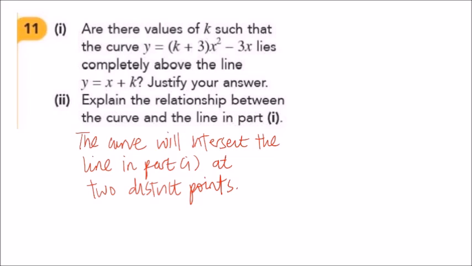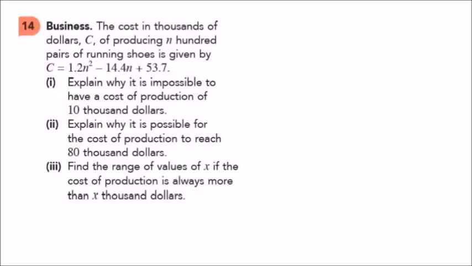Right, let's come to the last part of your homework, and that is question 14. So you're given a formula, this formula, that will help you to calculate the cost in thousands of dollars to produce n hundred pairs of shoes. So what does it mean? I'm just going to give you one example. If I let n equal to 1, that means I'm actually producing 100 pairs of shoes. Let's calculate how much will be the production cost.